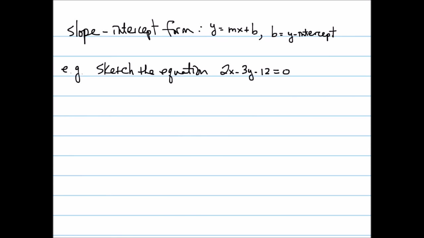For example, if I give you the equation 2x minus 3y minus 12 equal to 0, it's currently not in the slope-intercept form. Before I have to graph this equation, it would be easier if I can turn it into that form and extract the y-intercept and the slope information right away.